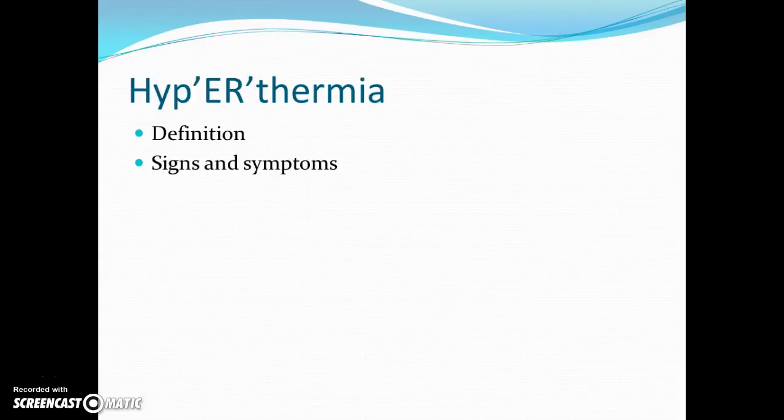The next one is hyperthermia, and it's hyper, not hypo. Hyperthermia is where the body is above normal temperature, so if you're overheated. Some of the signs and symptoms: heat cramps. This is due to water loss or loss of electrolytes in the body.